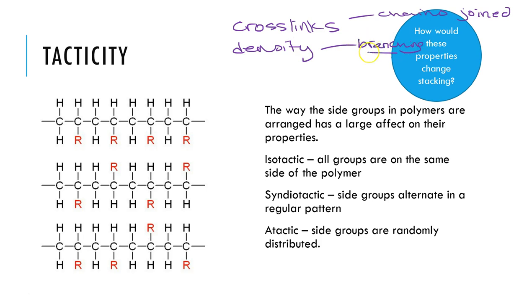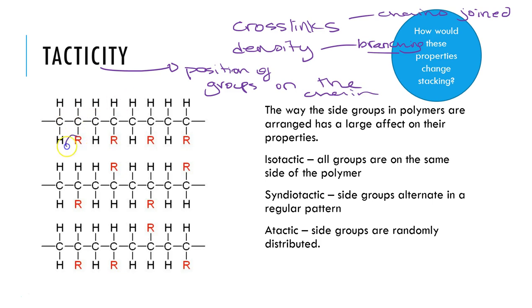The other one that we're going to look at is tacticity, which is the position of groups on the chain. So are they on either side of the chain? Are they all on one side of the chain? Are they randomly across the chain? So this could be a chloro, this could be a branch, it could be any number of things that we have attached into our polymer to give it particular properties. So the way these side groups in the polymers are arranged has an effect on their properties, particularly if they're polar or something like that.